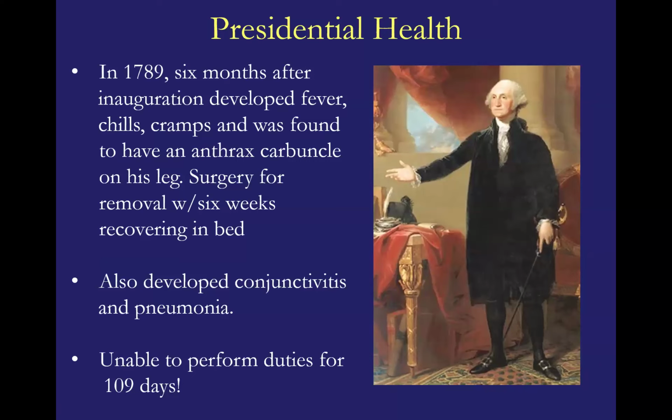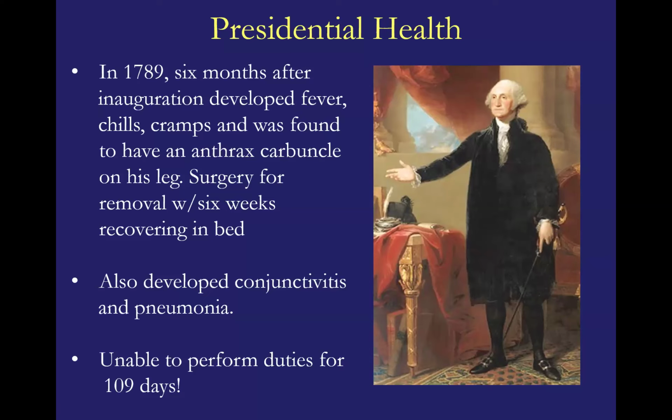During Washington's presidency, he was ill for a good chunk of it. He developed a variety of different respiratory ailments during this time. He had another outbreak of malaria. He also developed an anthrax carbuncle, kind of like an abscess on his leg, and ended up having to undergo surgery with him being in bed for 6 weeks after the surgery. This is without anesthesia, without antibiotics. He developed conjunctivitis and also pneumonia during this time, and he was unable to perform his duties for a little over 3 months of his presidency due to various ailments that he suffered at that point.